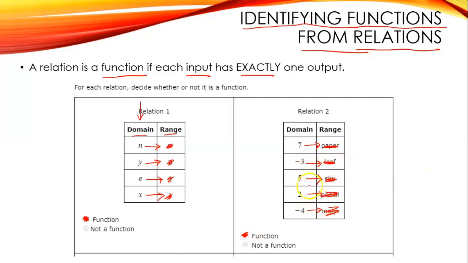If, for example, this 2 was another 7, now I can see that 7 matched with both paper and pencil. We would say that it's not a function, because the domain value 7 matches with more than one output.